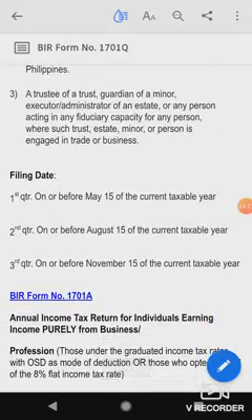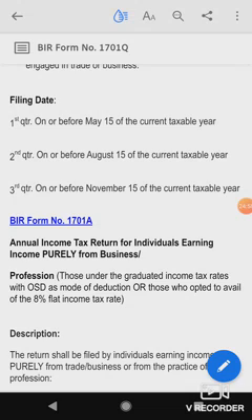The date of filing: since this is quarterly, we pay 3 times in a year, because when we say quarterly, it is every four months. The first quarter payment is on or before May 15 of the current taxable year. The second quarter is on or before August 15 of the current taxable year. The third quarter is on or before November 15 of the current taxable year. So that's the third quarter payment.